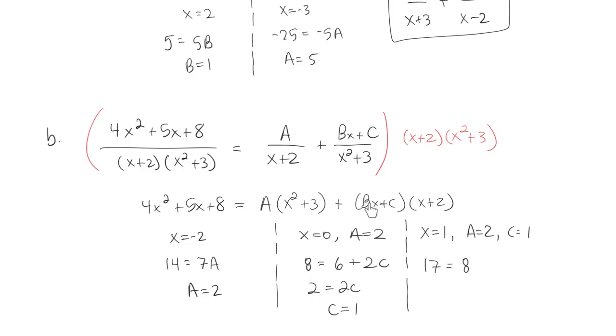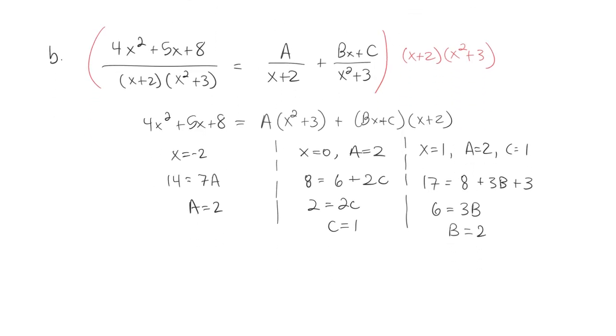We have x is 1. 1 times b is b. C is 1. So this is b plus 1 in parentheses. And then here we have 1 plus 2. So this is 3. So 3 is going to distribute to b plus 1. So that's 3b plus 3. So if we subtract 8, we're going to get 9. If we subtract 9, we're going to get 6. 3b, so therefore b is equal to 2.